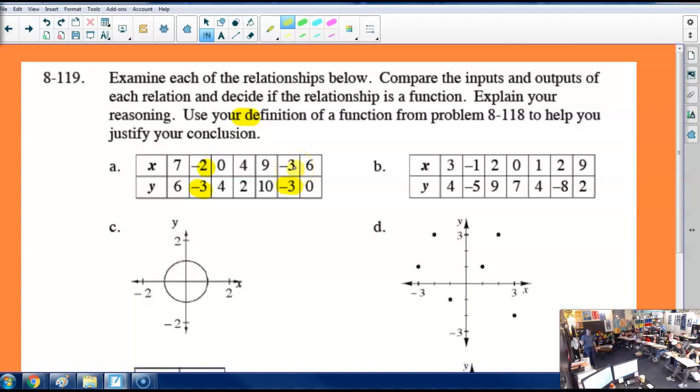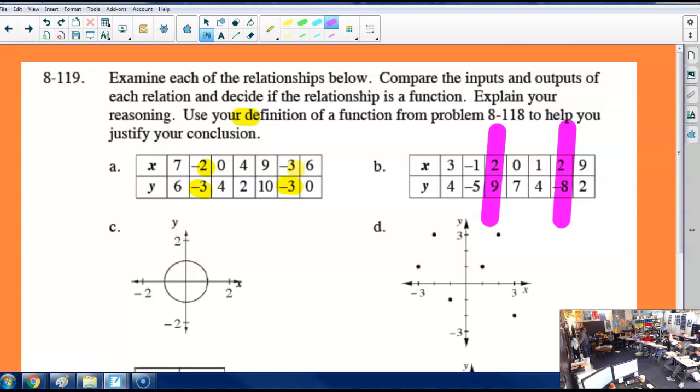When we go to B, it's wrong. Because there are 2 and 2 on x, and then it's 9 and -8. This is not a function because two different outputs have come from the same input.